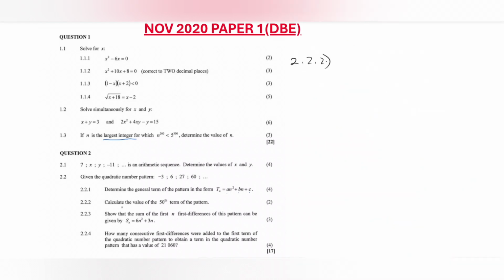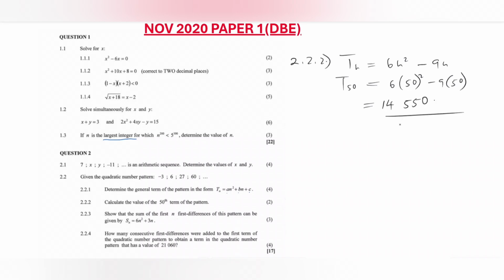2.2.2. Calculate the value of the 50th term of the pattern. To determine the value of the 50th term, we're going to use our general term Tn, which is equal to 6n squared minus 9n. We are looking for T50. This is going to be 6 multiplied by 50 squared minus 9 multiplied by 50. Then we punch this in our calculator. That is going to give us 14,550.